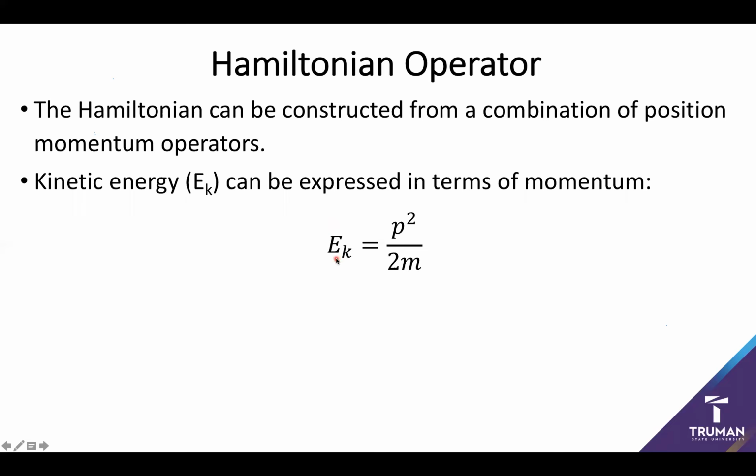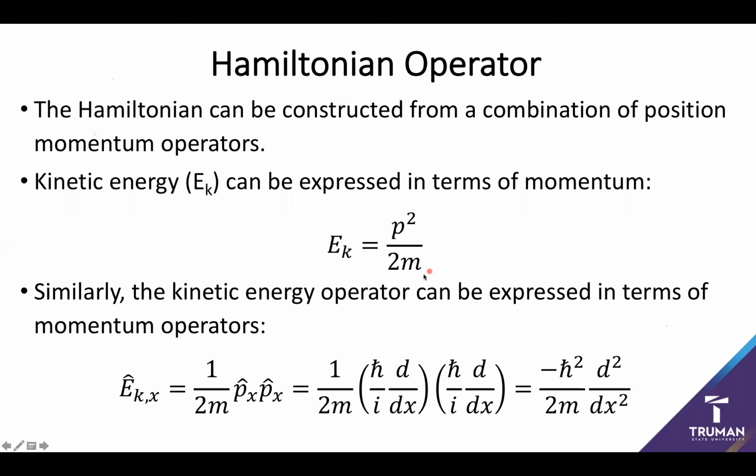Well, we can get kinetic energy classically by taking the square of the momentum over twice the mass. Well, 2m is just a value, so it's not going to be an operator at all. It's just going to be a constant out front. And squared momentum, I can get that by applying the momentum operator twice, one after another.